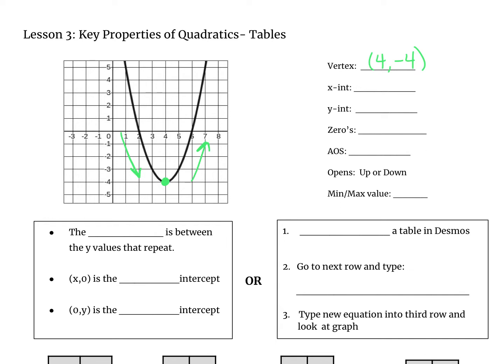Next, we'll look at the x-intercept. So the x-intercept is when we cross the x-axis. Remember, our x-axis is this horizontal one, and it crosses right here at 2 and 6. So those coordinates here are 2, 0, and 6, 0.